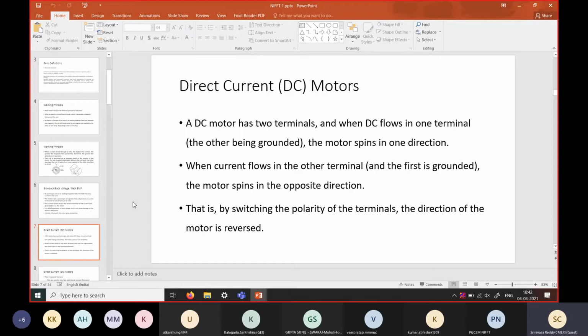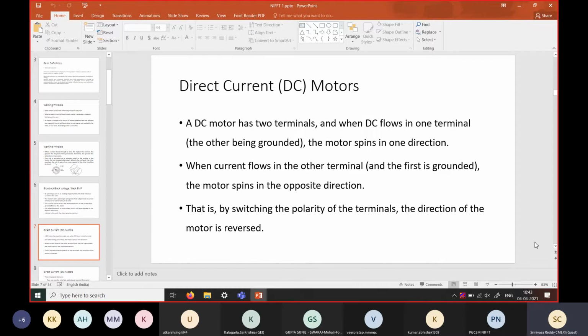In robotics, we use mostly DC and BLDC motors, and AC motors are generally used in industries for heavy load applications. Whenever we supply the electric energy, the motor spins in one direction, and when the plus and minus polarities are reversed, the motor rotates in the opposite direction. In this way, by switching the polarity, we can change the direction of the motor.